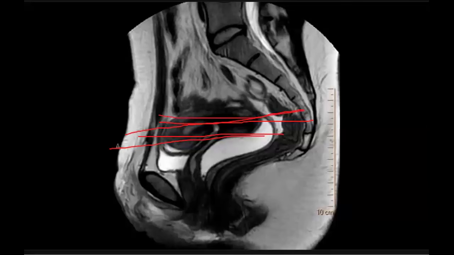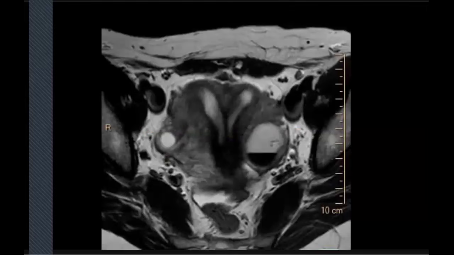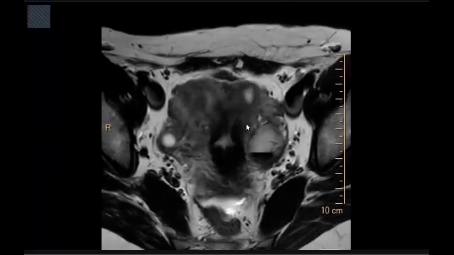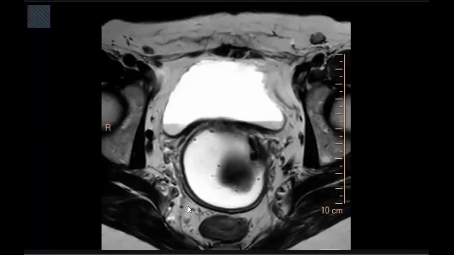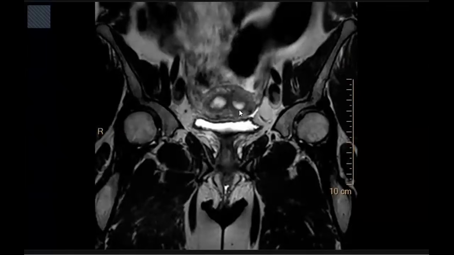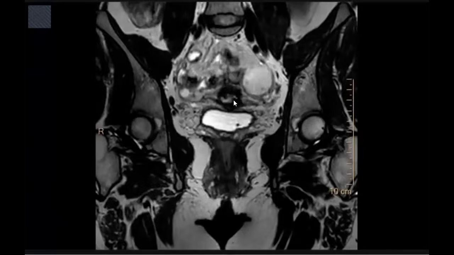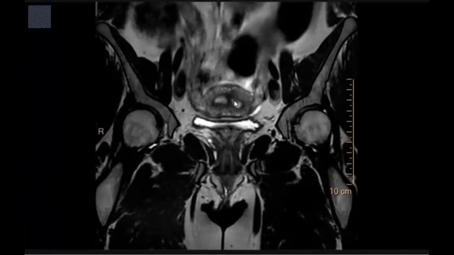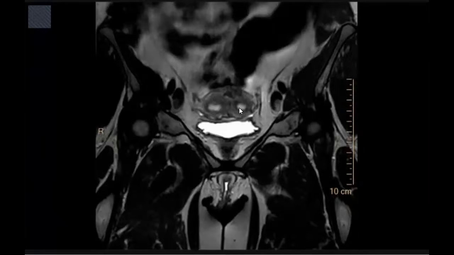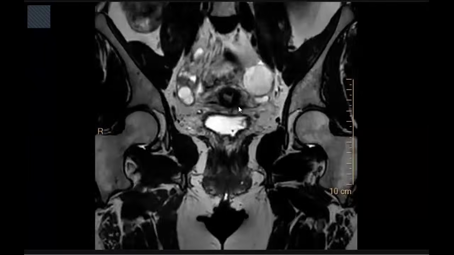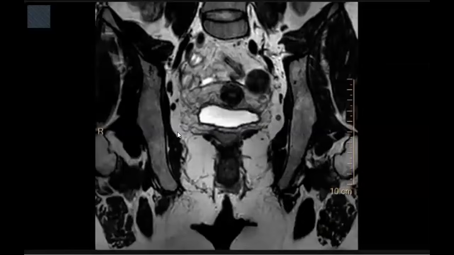Coronal will be like this. So here in the images, they put this image as axial, but actually it is a coronal image on the uterus. And they put this as coronal, but actually it is the axial image of the uterus itself. This is the difference. We are making the planes along the uterus axis, not the pelvic axis. So the most important one is the coronal.